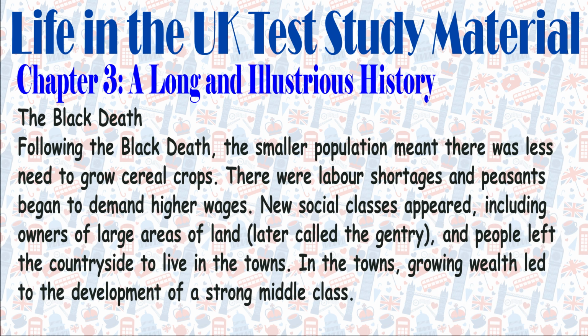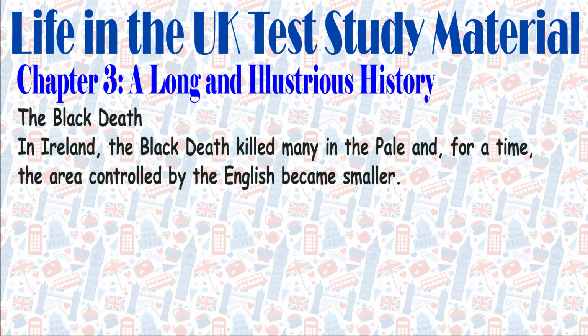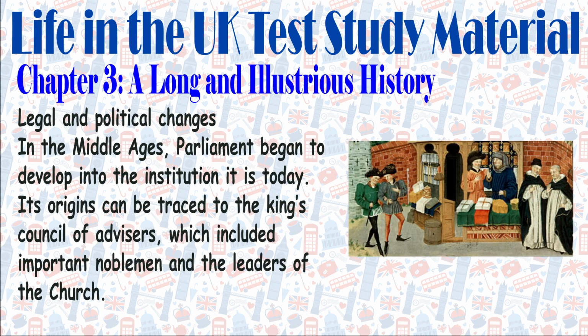Following the Black Death, the smaller population meant there was less need to grow cereal crops. There were labor shortages and peasants began to demand higher wages. New social classes appeared, including owners of large areas of land, later called the gentry, and people left the countryside to live in the towns. In the towns, growing wealth led to the development of a strong middle class. In Ireland, the Black Death killed many in the Pale and, for a time, the area controlled by the English became smaller.